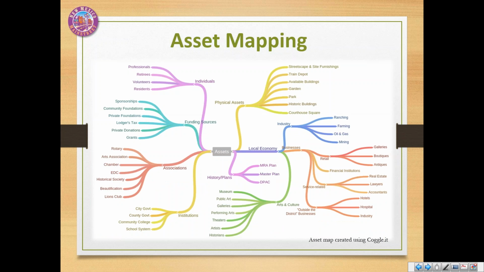Here's an example of an asset map using those 6 categories as well as the 7th category of funding sources. And this demonstrates a pathway of how these all can connect to each other. You can see that local economy has the largest number of assets underneath it, with both industry, businesses, including the ones that are in your district as well as those outside the district that could support you, and arts and culture as well.